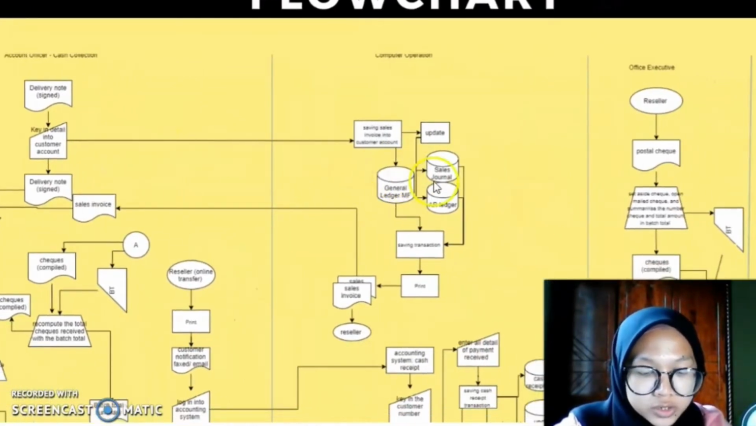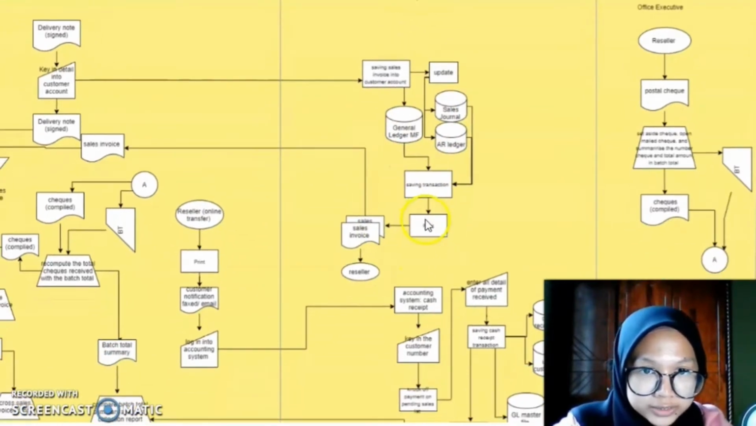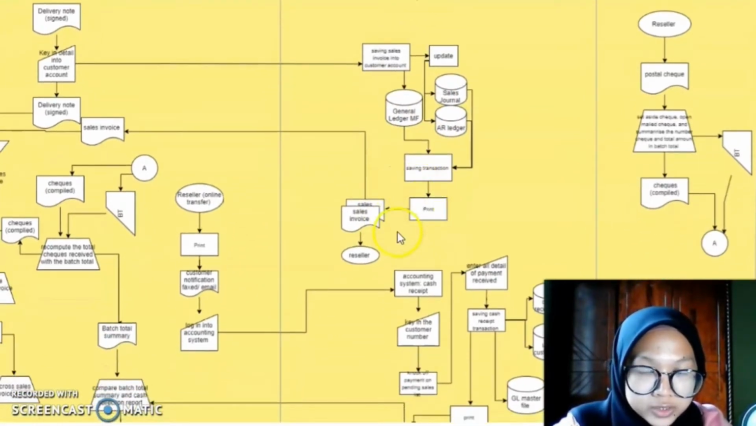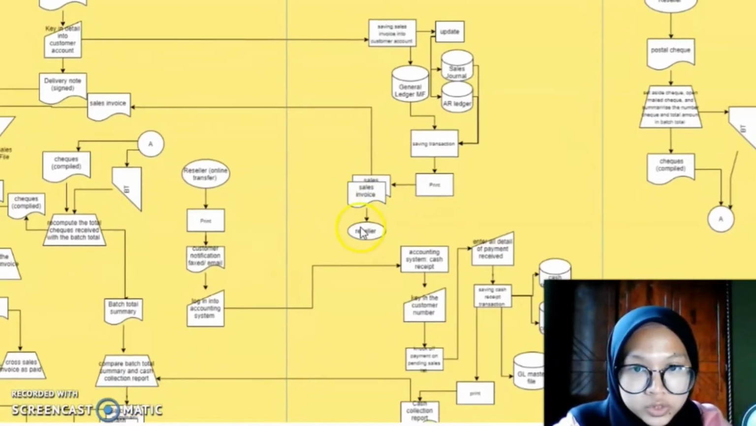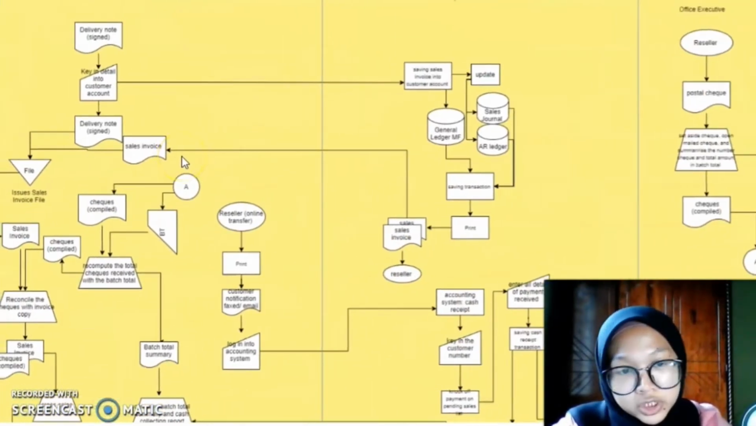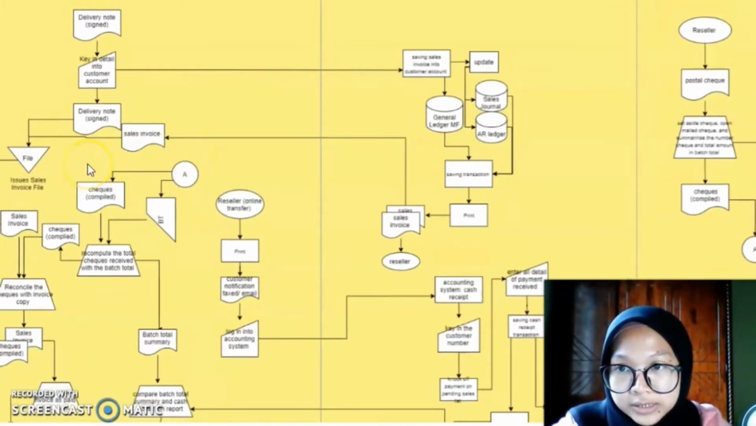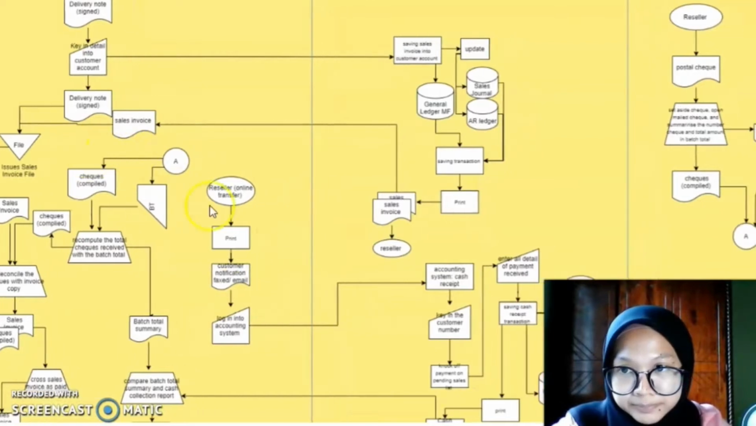After that, the accounting software will automatically record the transaction into the sales journal and update the general ledger master file and also the AR ledger. After saving the transaction, the sales invoice is printed into two copies. One will be mailed to the reseller and another one will be clipped with the signed delivery note from before and filed into the temporary file, the issue sales invoice file.